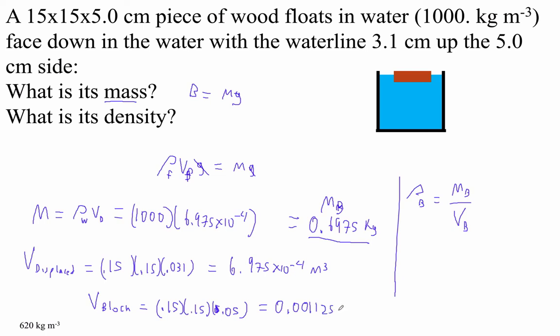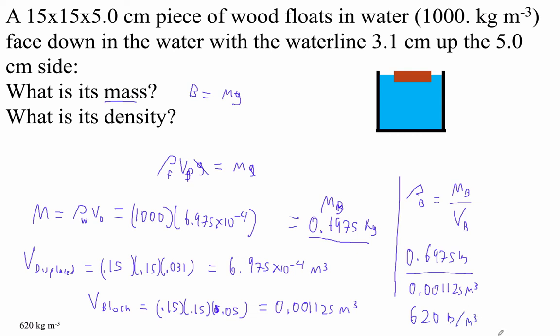So 0.15 times 0.15 times 0.05 is 0.001125 cubic meters. So the density of this block is its mass, which we figured out, 0.6975 kilograms, divided by 0.001125 cubic meters. These are tricky little problems, right? So this guy divided by this guy, and I get 620 kilograms per cubic meter.